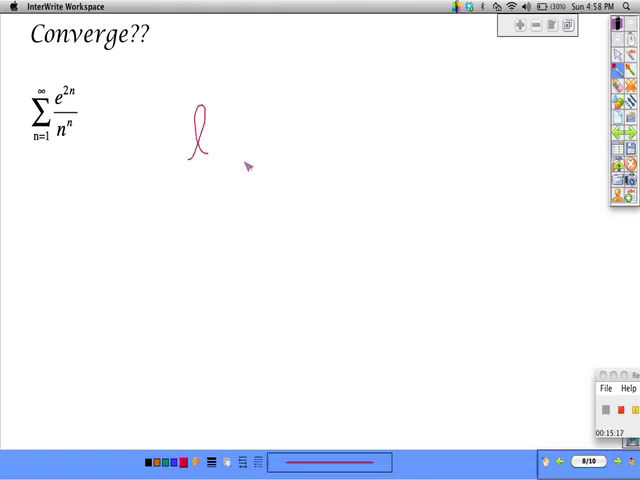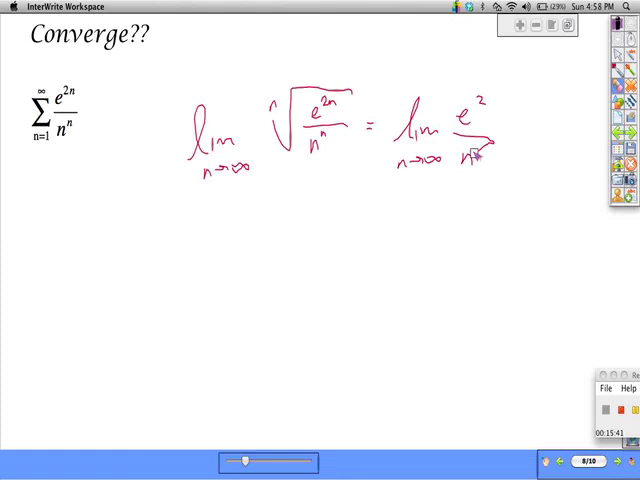So I'm going to use the nth root test, the limit as n goes to infinity of the nth root of this rule. So I have e squared over n, and that limit is equal to 0. Since 0 is less than 1, our series converges absolutely.